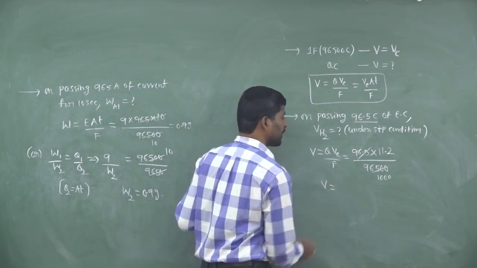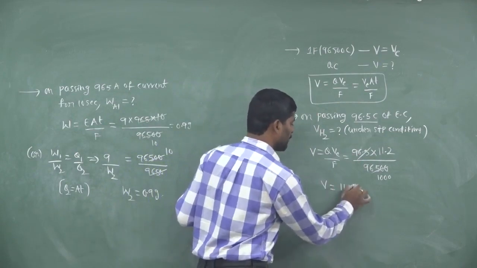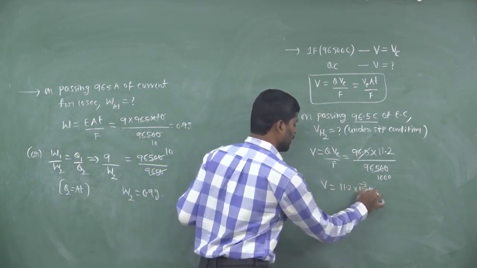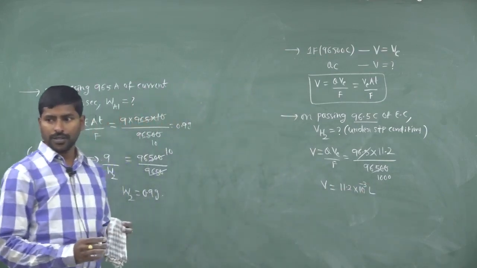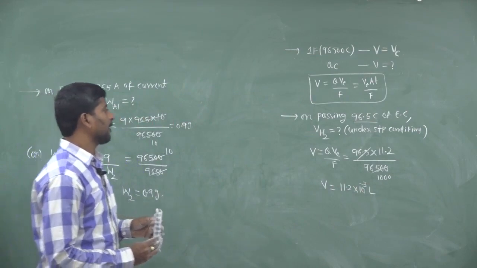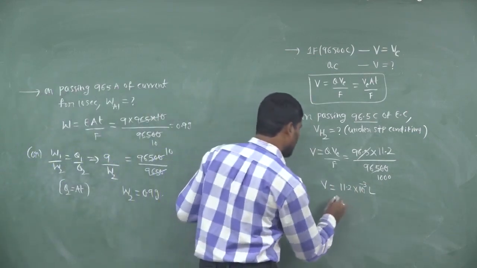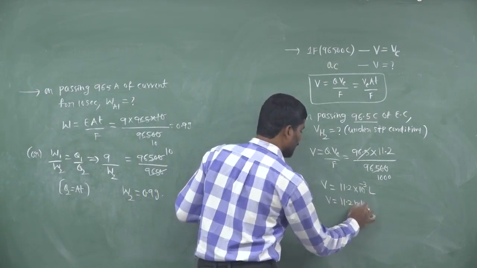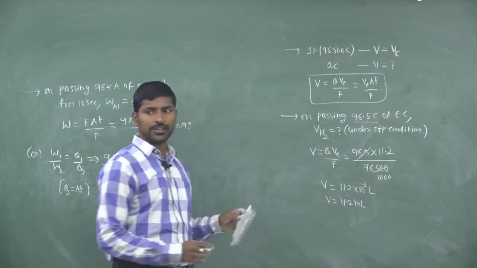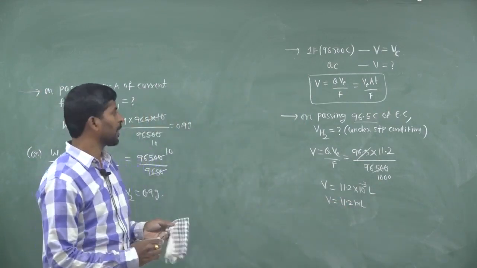So, therefore, V is equal to 11.2 into 10 power minus 3 liters. 0.0112 liters of hydrogen gas is evolved, or in ml if you convert, 1 liter is equal to 1000 ml. So, 11.2 ml of H2 gas is evolved.